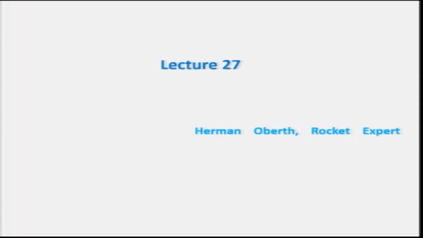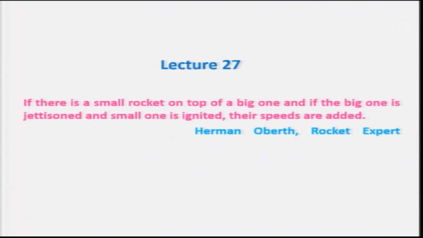So, let us look at what Hermann Oberth, a rocket expert, has given as the idea. He says that if there is a small rocket on the top of a big one, and if the big one is jettisoned and the small one is ignited, their speeds are added. So, this is a beautiful concept, and what we call is basically multi-staging. Therefore, today we will be discussing multi-staging rockets, and various kinds of multi-staging rockets have been devised. We will be discussing some of them.